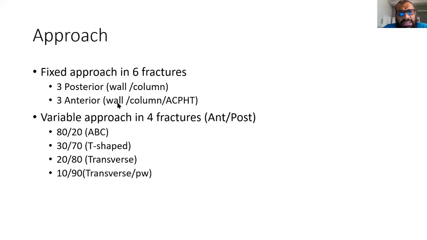All of these fractures have one approach, which could be the posterior in the first 3 and the anterior in the second 3 fractures. Here is the dilemma in the remaining 4 fractures, which also constitute a dilemma in diagnosis, almost all of them, except for the transverse. But at least you should know that the associated both column fractures almost always need an anterior approach, and the T-shaped fracture and transverse posterior wall almost always need a posterior approach.